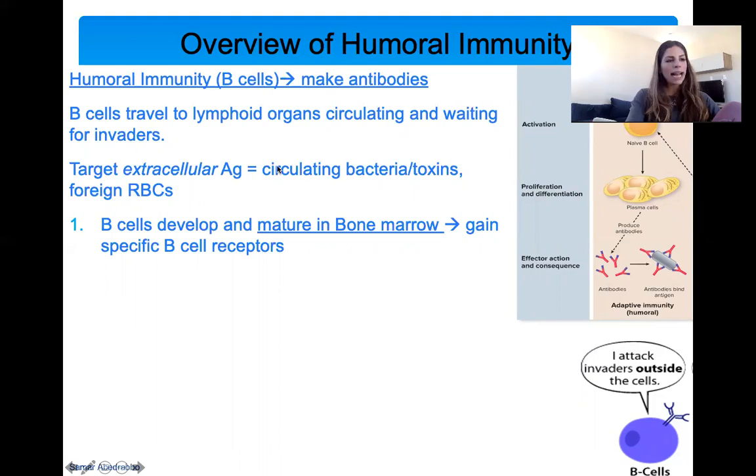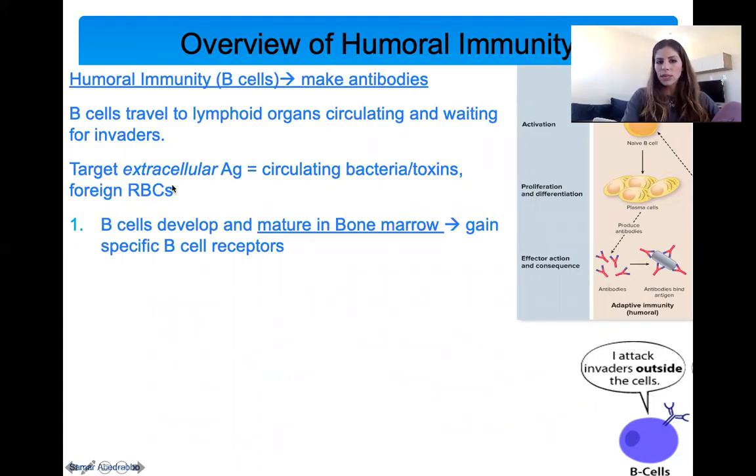So if you have a bacteria right now in your bloodstream, which would be a terrible thing if you have a bacterial infection or a toxin infection, B cells are there to target that pathogen or that extracellular antigen on the pathogen. Same thing with foreign red blood cells.